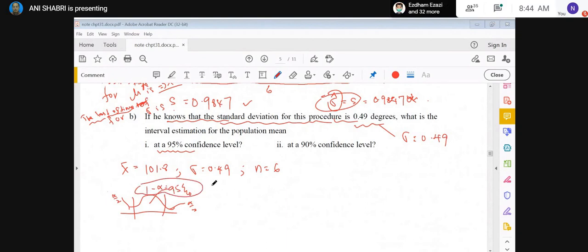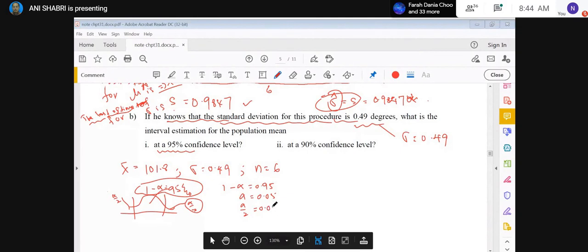Berapa nilai alpha? Look, 1 minus alpha is equal to 0.95. Alpha is equal to 0.05. From this, alpha divided by 2 is equal to 0.025.